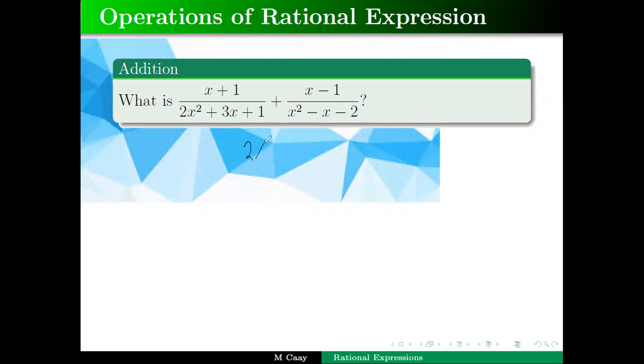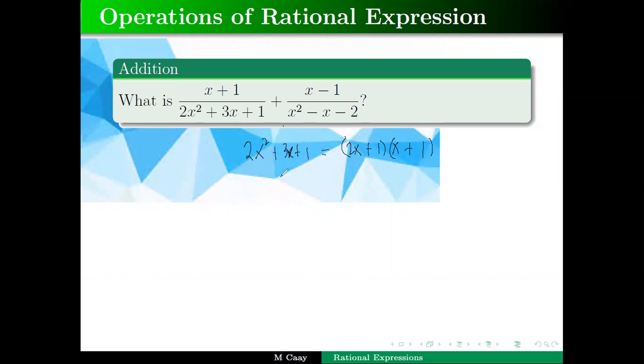I have 2x squared plus 3x plus 1. What's the factor for these? I can write here 2x, x, 1, 1. So the factors will be 2x plus 1 and x plus 1. So this is via the factoring method.